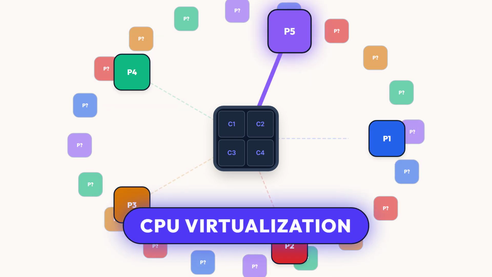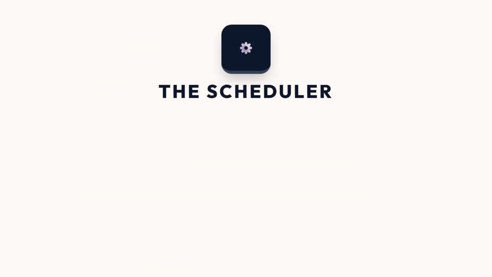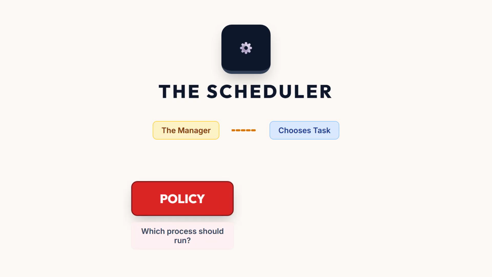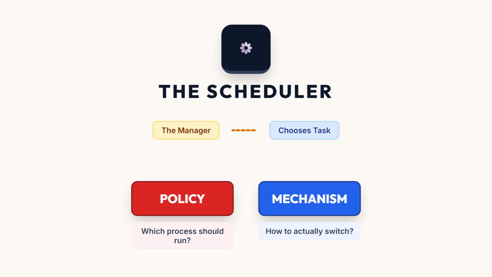It virtualizes the CPU. Behind the scenes, there is a component called the scheduler. The scheduler decides which process should run next. You can think of it like a manager choosing which task to do at any moment. There are two important parts here. First is the policy. This decides which process should run. Second is the mechanism. This is how the system actually switches between processes. We will understand these in detail in upcoming videos.